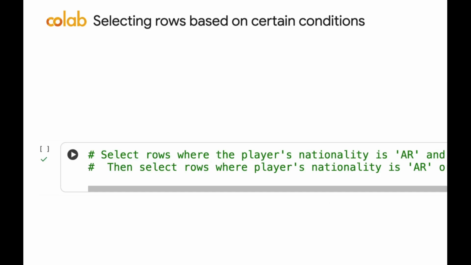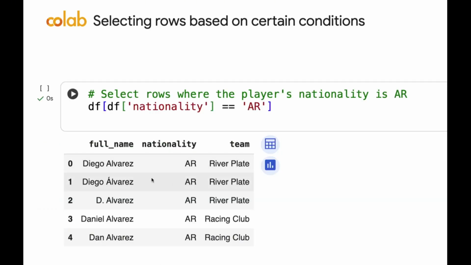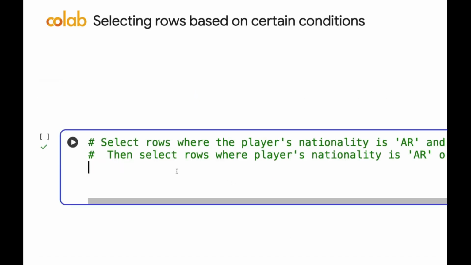Okay, so we're going to go a bit further for selecting rows based on conditions. So let's make it slightly more complicated. For example, sometimes I want to select records that have the nationality being AR, and then I only want to further select those records on the team, let's say Racing Club. So this time we have two conditions instead of one, and how do we do this? So let's see. We can write down the condition one by one.